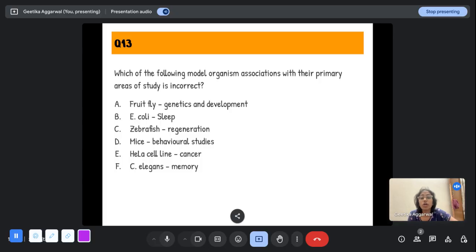Which of the following model organism associations with their primary areas of study is correct? Fruit fly to genetics and development, E. coli to sleep, zebrafish to regeneration, mice to behavioral studies, HeLa cell line to cancer, and C. elegans to memory. So, which of these is an incorrect association between the primary area of study and the model organism?